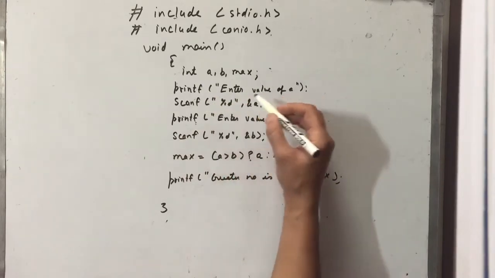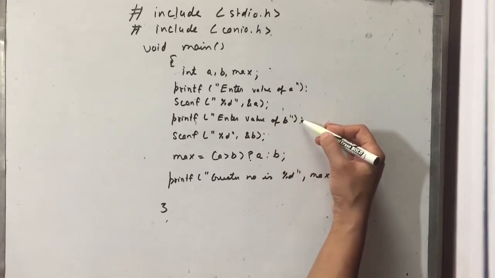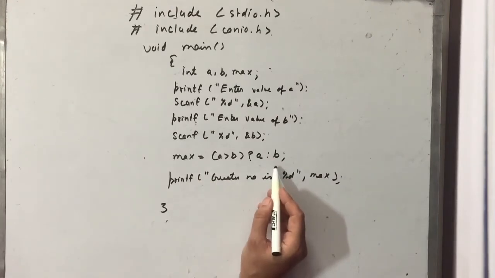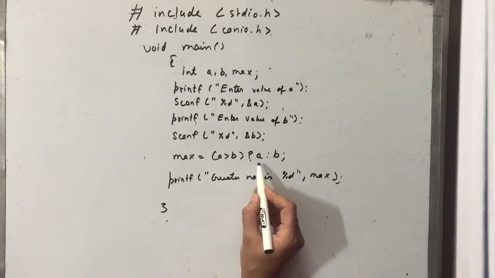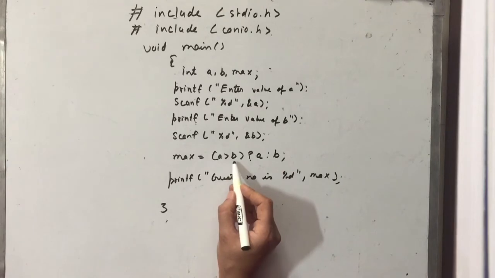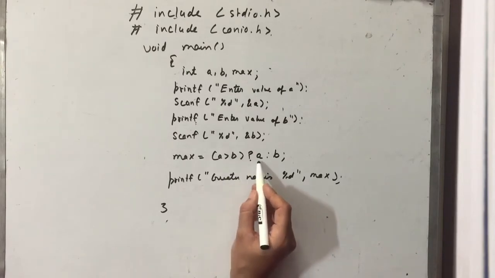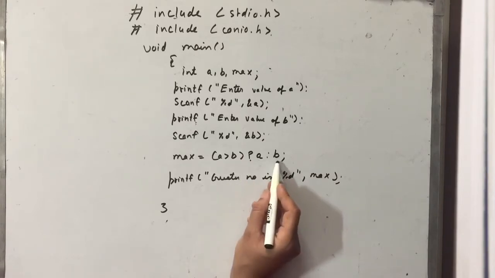After that, a simple message is printed, the value of a is taken as input, and the value of b is taken as input. Now this is your conditional operator. In a conditional operator, three things are used: the condition, the first value and the second value. If a is greater than b, whatever values you give to a and b, and the condition evaluates to true, then the a value will be executed. If a is greater than b is false, then the b value will be executed.